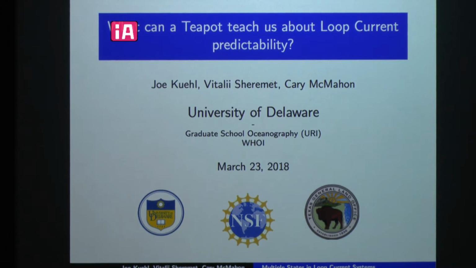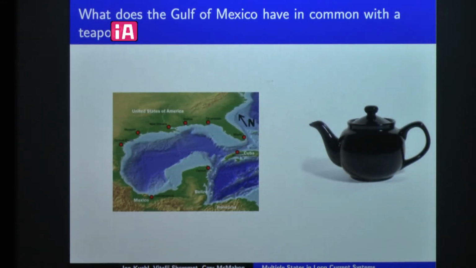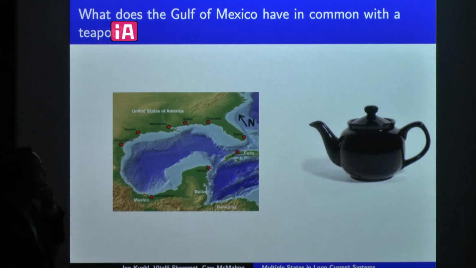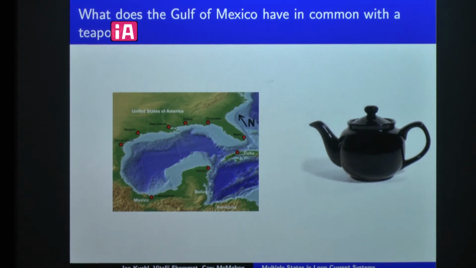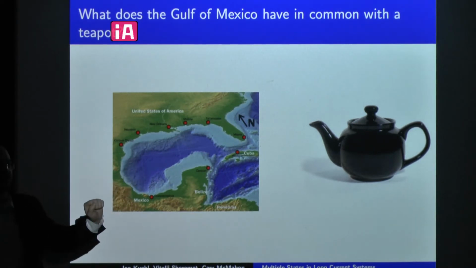And so the question is, what does the Gulf of Mexico have in common with a teapot? Any ideas? Okay, they're both big masses of slightly warm water. You can maybe tip over the teapot and look at it. But it turns out that there are some fundamental things that you experience every day when you use a teapot or pour a gallon of milk that have some interesting fluid dynamic phenomena that we're going to apply to this larger system.